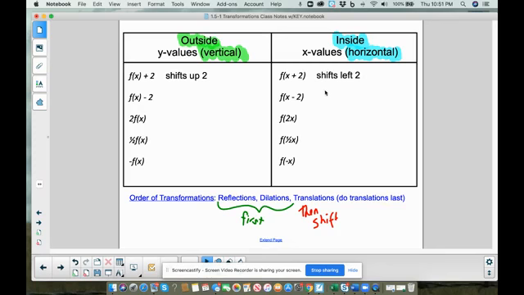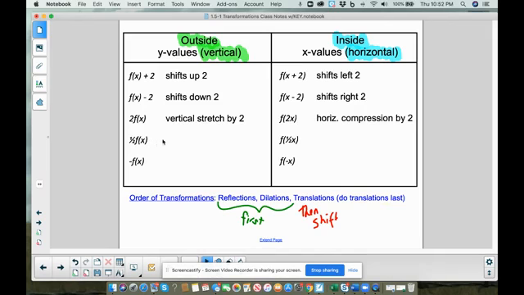Okay, I hope you've completed this table now. This one will shift it down two, this one will shift it right two. This 2 will stretch your function vertically by 2. This one's actually going to compress it horizontally. This 2 is inside, and so instead of stretching, it's going to do the opposite of what you think. It's going to make it narrower by a factor of 2.